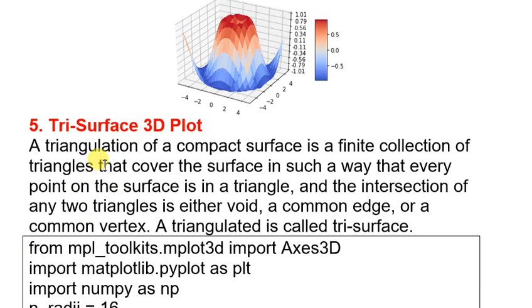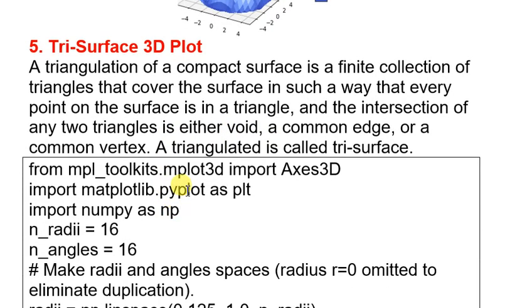The tri-surface 3D plots. The triangulation of a compact surface is a finite collection of triangles that cover the surface in such a way that every point of the surface is in a triangle, and the intersection of any two triangles is either void, a common edge, or a common vertex. A triangulated surface is called a tri-surface.